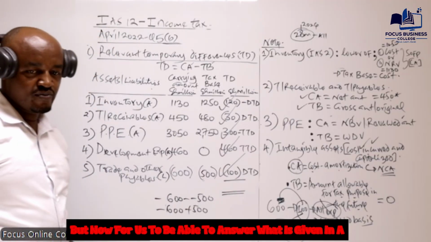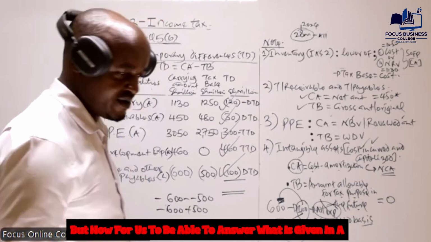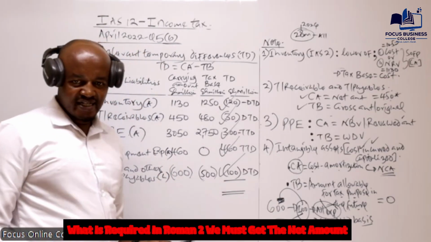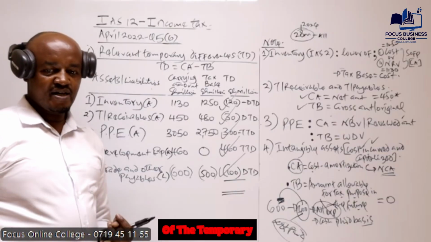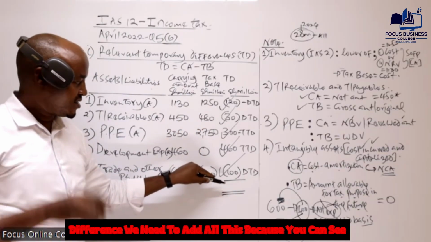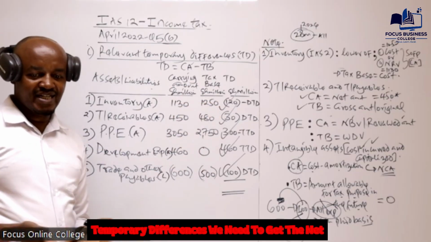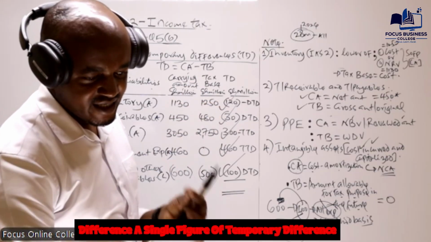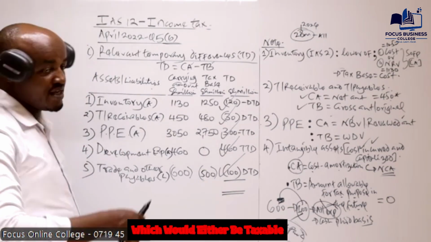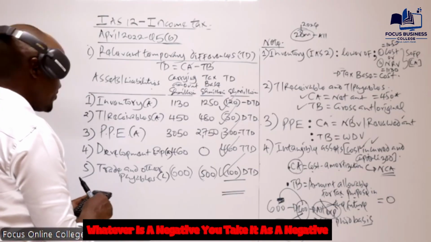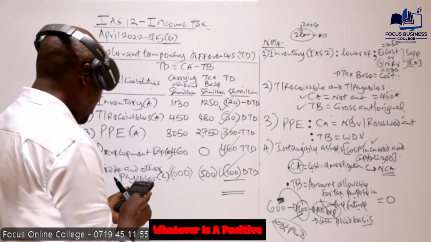But now, for us to be able to answer what is required in Roman 2, we must get the net amount of the temporary difference. We need to add all this, because you can see we have various temporary differences. We need a single figure of temporary difference, which will either be taxable or deductible. Let's work out this. Whatever is a negative, you take it as a negative. Whatever is a positive, you take it as a positive.